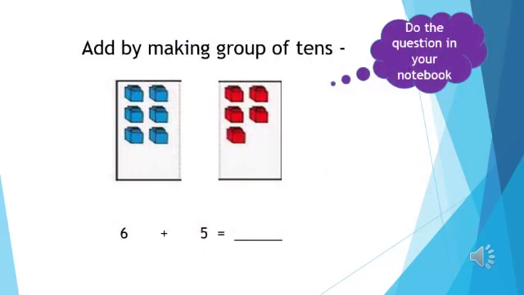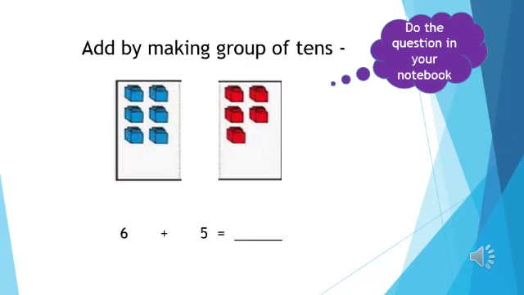So one more question for you. Add by making group of tens. You have to do the question in your notebook. And you can see in the picture that there is a group of blue cubes and red cubes. There are 6 cubes in the first group and 5 cubes in the second group. And what you have to do is add the two groups of cubes.